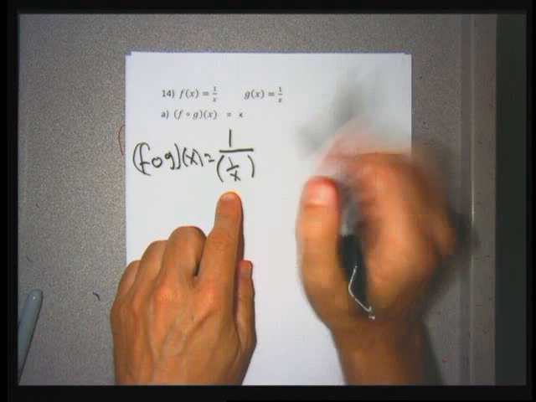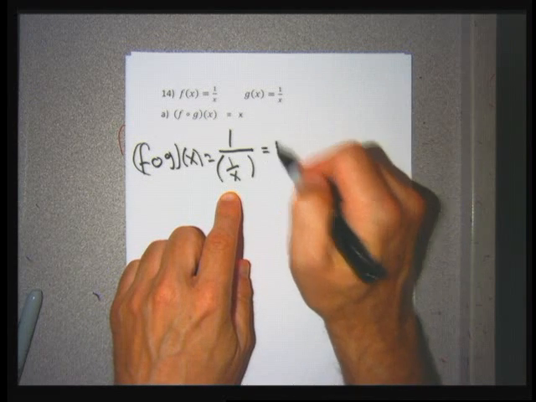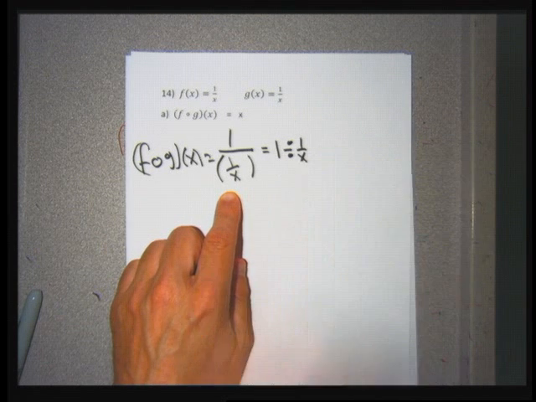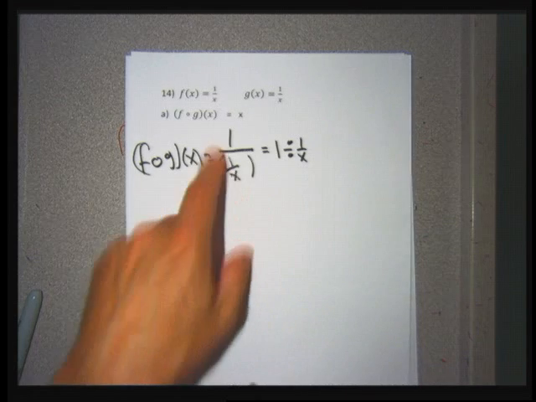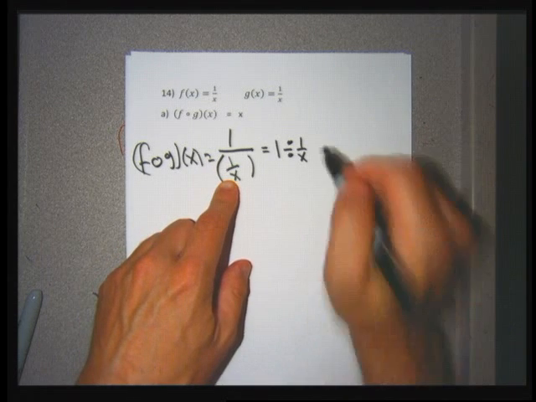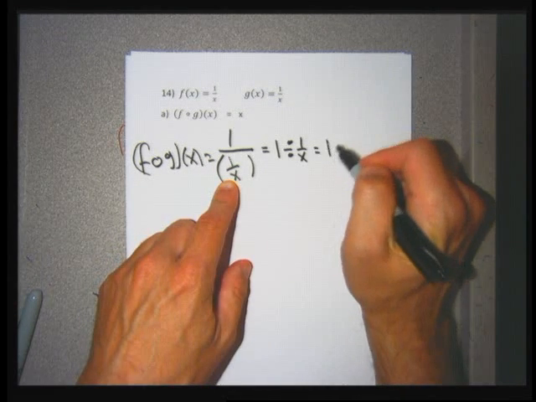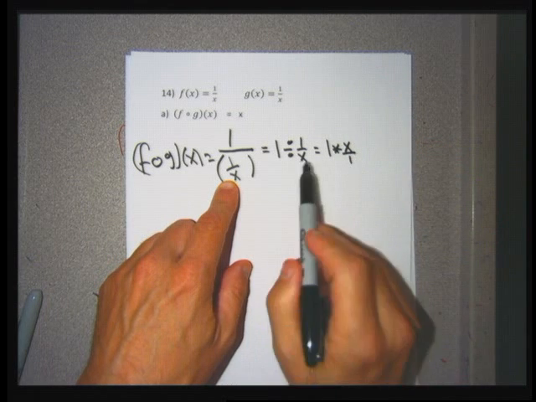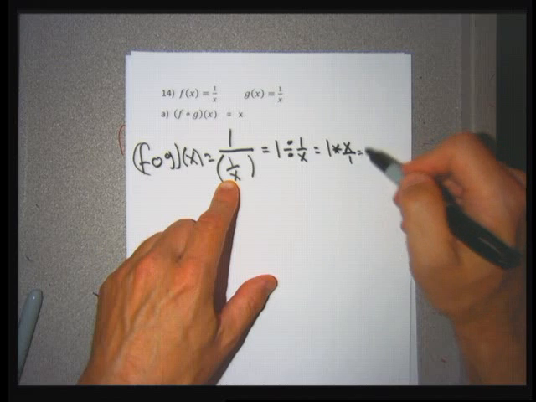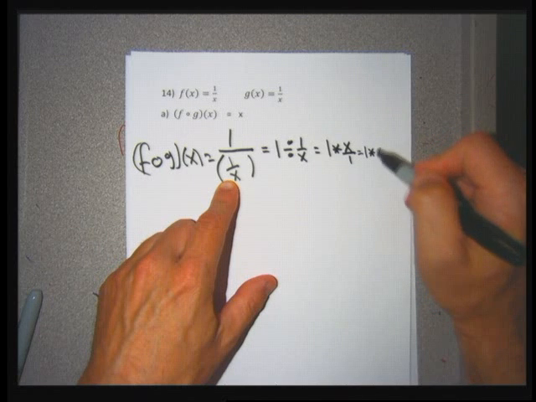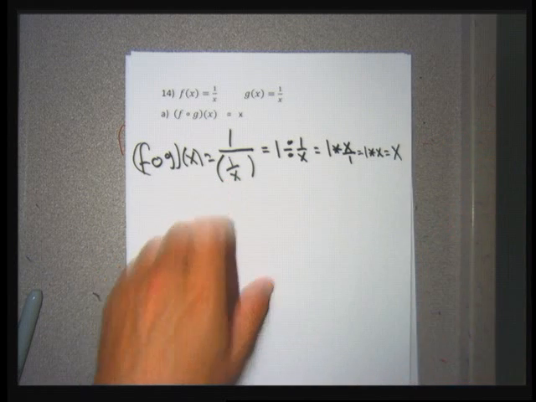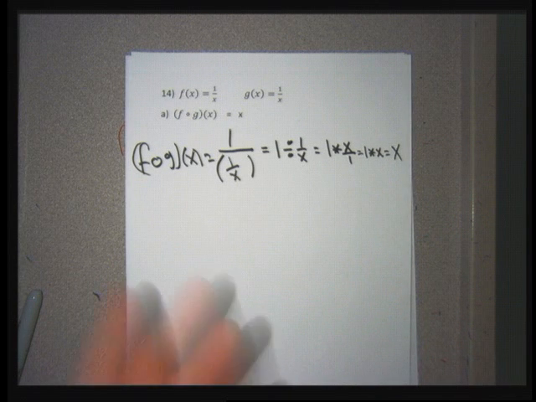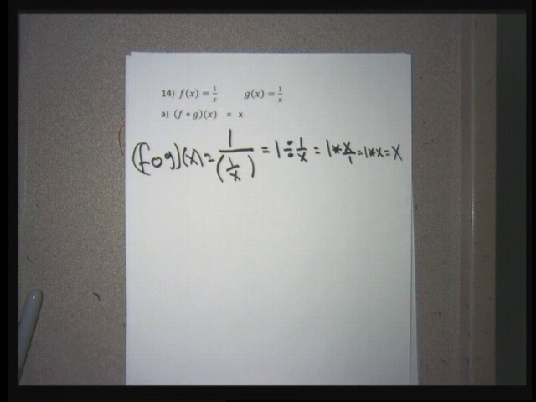Now I'm going to simplify this. I'm going to write it as a division problem rather than a fraction by writing 1 divided by 1 over x. Now I'm going to invert and multiply. This is going to be 1 times x over 1. That's just inverting and multiplying. That's just 1 times x. 1 times x is just x. So that's all problem 14a wanted me to do. It wanted me to show that f composed with g of x is x, and that's what I did.